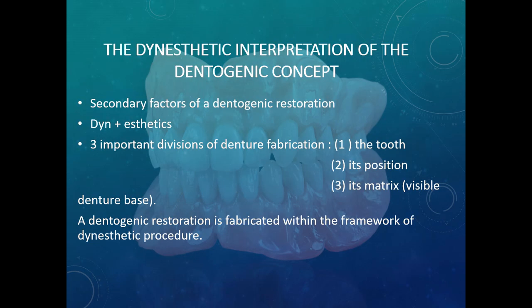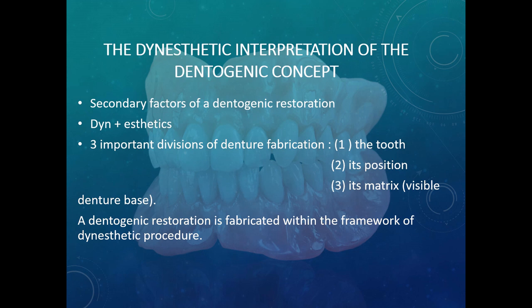Next, coming to the dynesthetic interpretation of the dentogenic concept. So, in the previous slide, we discussed the dentogenic concept, which is the prosthodontic appearance interpretation of three vital factors which every patient possesses, that is sex, personality, and age. Now, dynesthetics can be called a secondary factor of a dentogenic restoration. It is a compound word. The prefix dyne is actually coming from the Greek word dynamics.